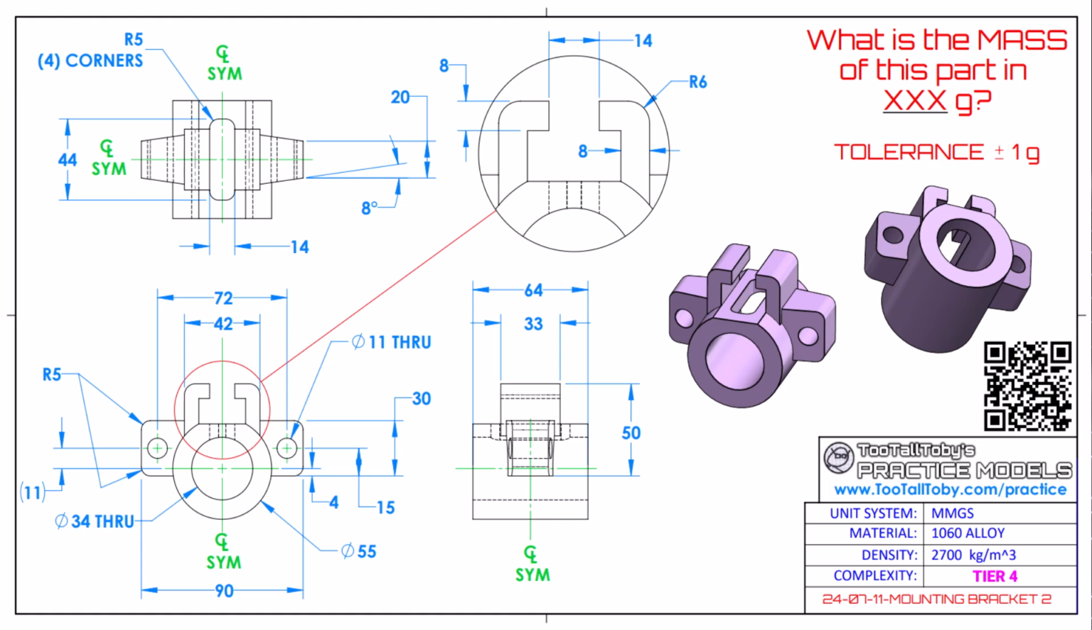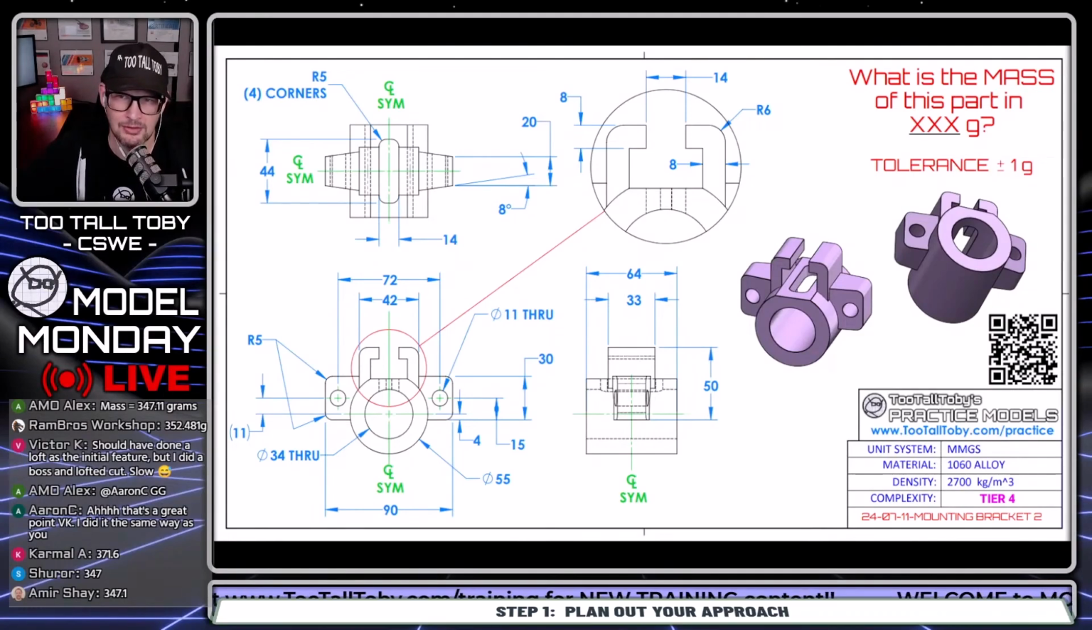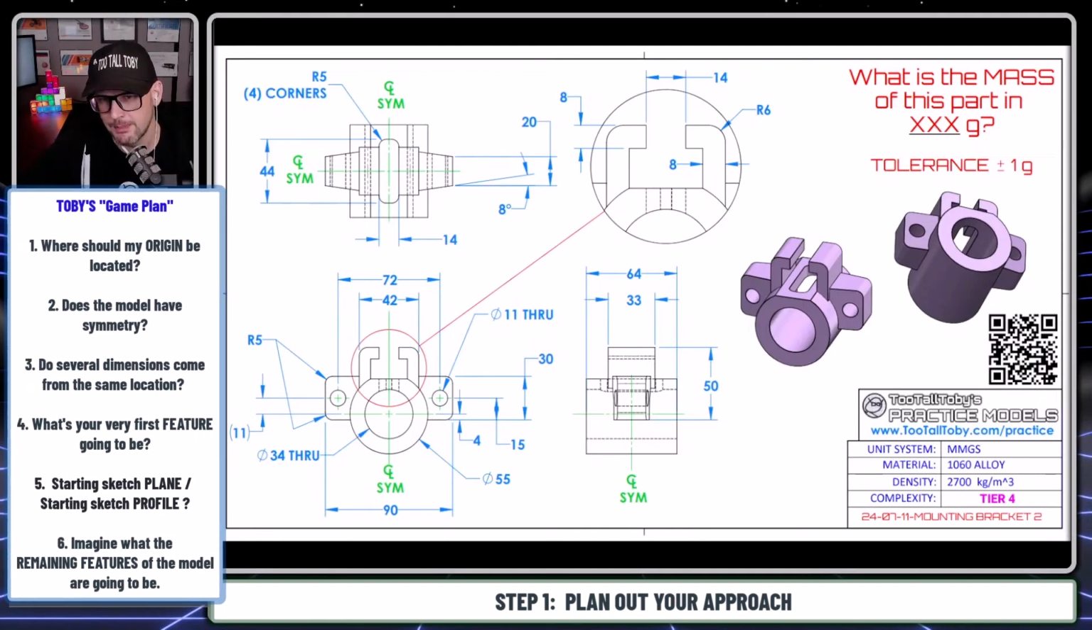And we are going to do a live solve using Onshape 3D modeling to create this model here, the mounting bracket 2. So whenever you are challenged to take a 2D print and turn it into a 3D model, there's kind of a standard playbook that you want to follow, some kind of common things that you want to ask yourself as you're getting started. And the first thing that you want to ask yourself is, where should my origin be located?